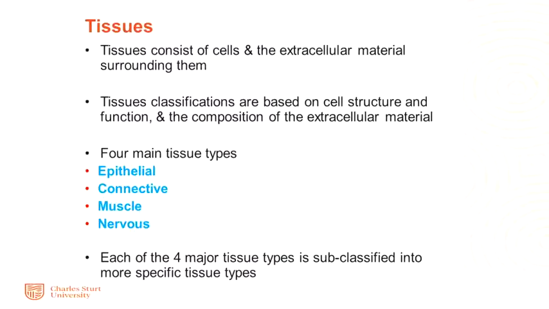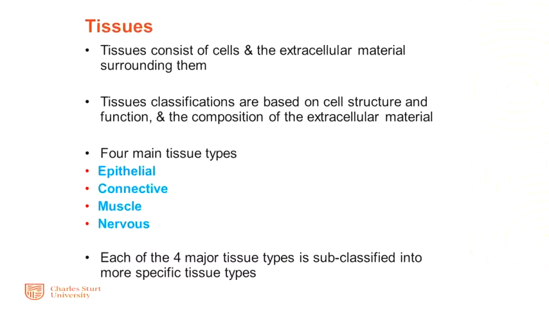A little bit of background on tissues to begin with. Tissues consist of cells and extracellular matrix, or extracellular material surrounding them. So the extracellular material is still inside the organs, but it's outside of the cells. And tissue classifications are based on the cell structure and function and the composition of this extracellular material.